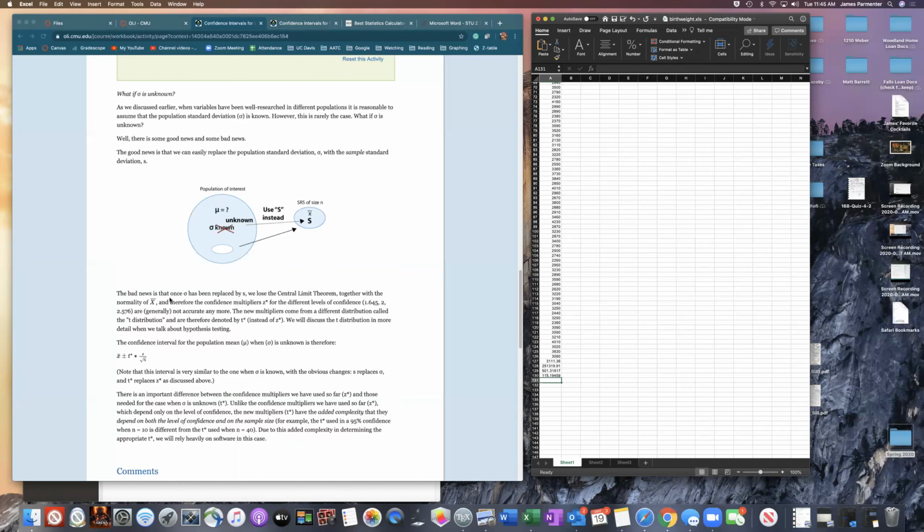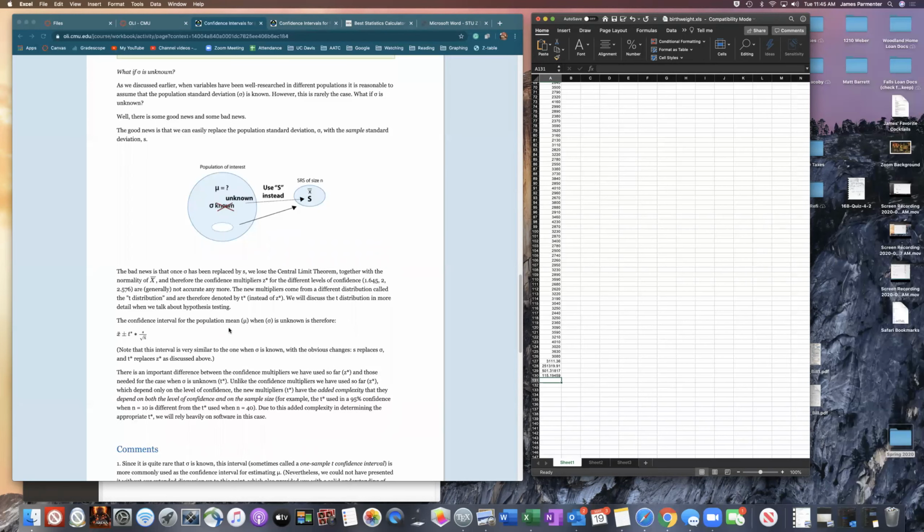Bad news is, once sigma has been replaced by the sample standard deviation S, we lose the central limit theorem together with the normality of the sample mean. And therefore, the confidence multipliers z star for different levels are generally not accurate anymore. The new multipliers come from a different distribution called the t distribution, and thereby denoted by t star instead of z star. So notice they haven't said anything about the largeness yet. We'll get to it in a second. So the confidence interval ends up being x bar plus or minus the t-score times the same sample standard deviation term.